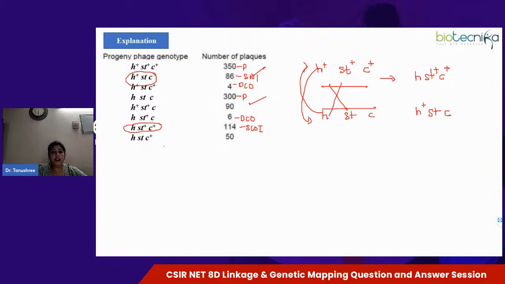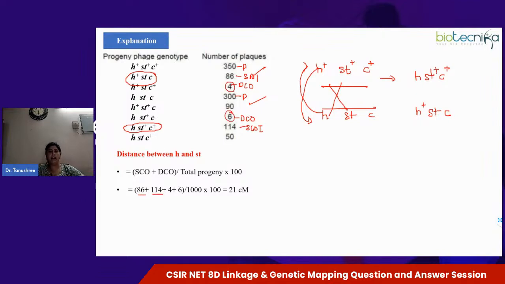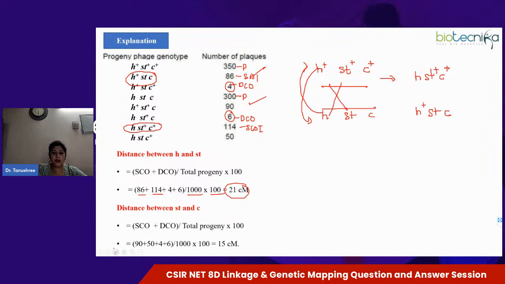So how do you calculate recombination frequency? What is the formula? Number of recombinants by total progeny into 100. So that means for this you will write 86, 104, and even you will write double crossovers also, because always remember in double crossover, one of the crossover is single crossover, right? So divided by total progeny into 100, you will get 21 centimorgan. And similarly, when you calculate for the other one, you will get 15 centimorgan. So this indicates that answer here is option C.